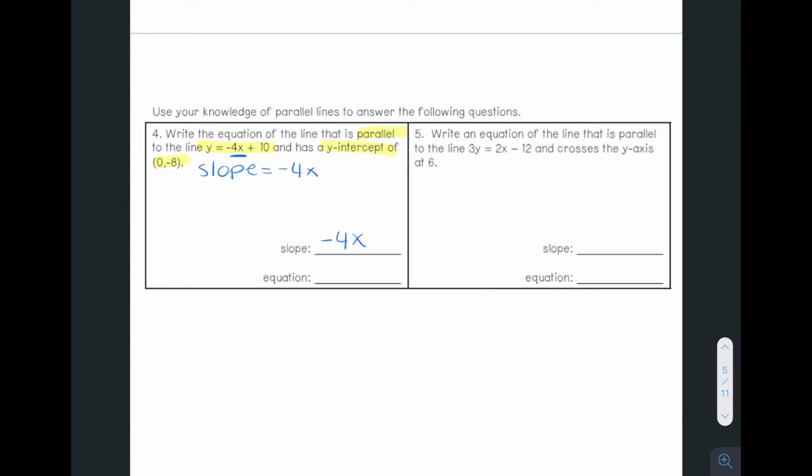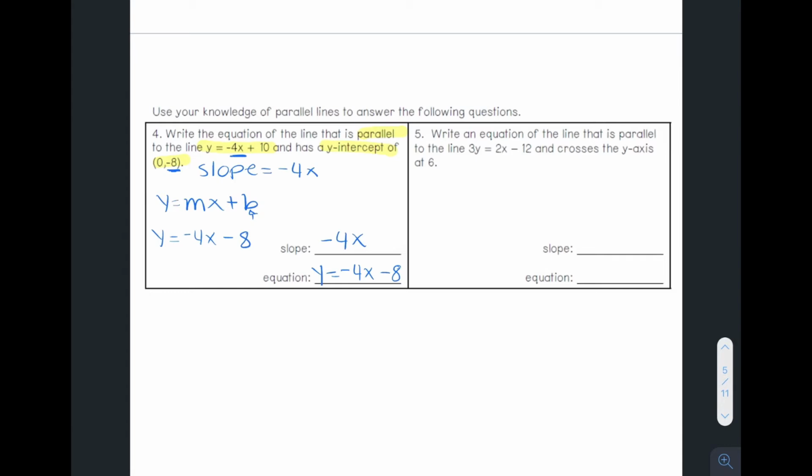Okay, and it is telling us that it has a y-intercept of negative 8. So we use our slope-intercept form. We know that the y-intercept is our b. So we know y equals slope, which is negative 4x, and the y-intercept of negative 8 that the problem is telling us to use. So the new equation will be y equals negative 4 times x minus 8. So this equation is parallel to the original equation they gave us. Okay, and remember, same slope.